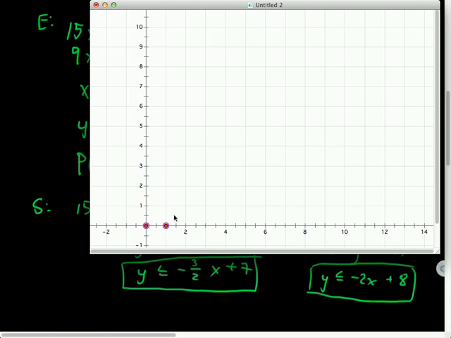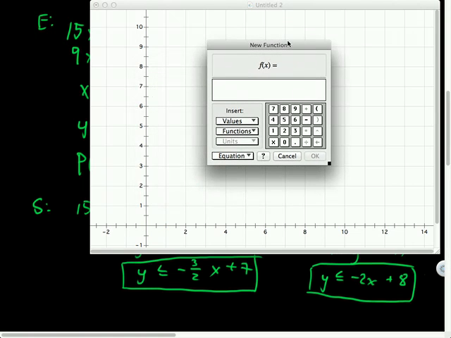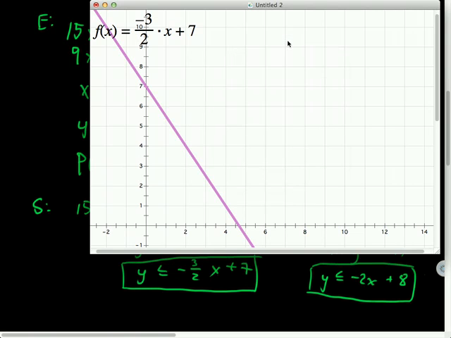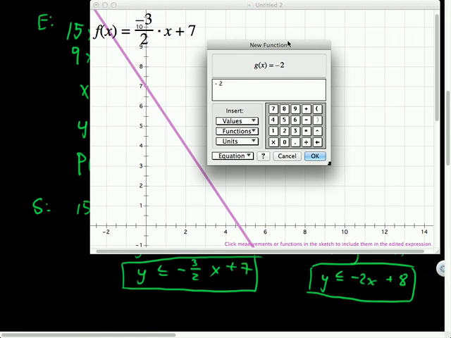I'm going to hide these guys. I always like hiding them. So let's graph. I'm going to graph negative 3 over 2 times x plus 7. Bam, graphed it. There's our first one. And it's less than or equal to that, so it's shaded below. And then I'll have negative 2x plus 8.